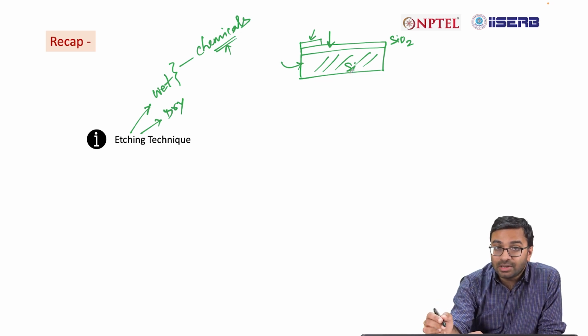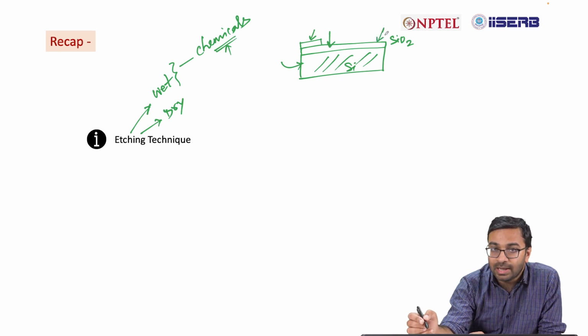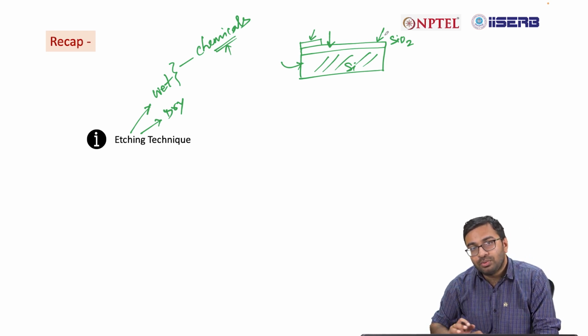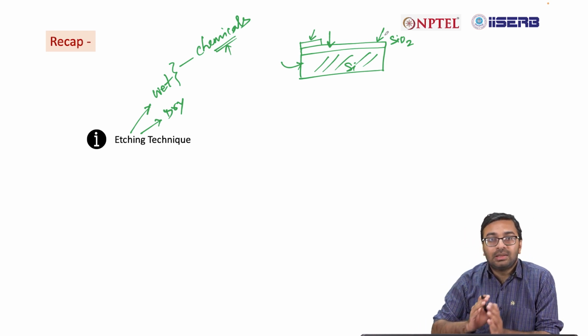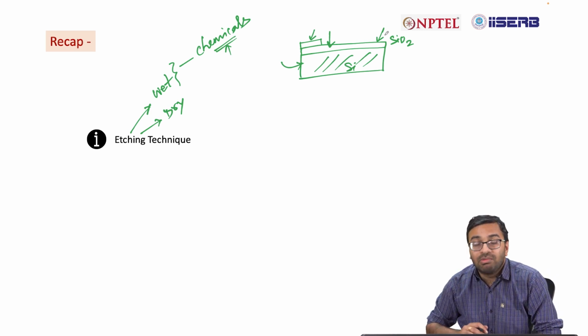Say if it is silicon, then it should not react with silicon. So the etch rate, that is the rate at which the etchant will remove the material under consideration, should be high. So the etch rate for the thin film material should be high, and the etch rate of any other material ideally should be 0. That means it should not remove any material other than the material under consideration. So that is what we have already discussed.